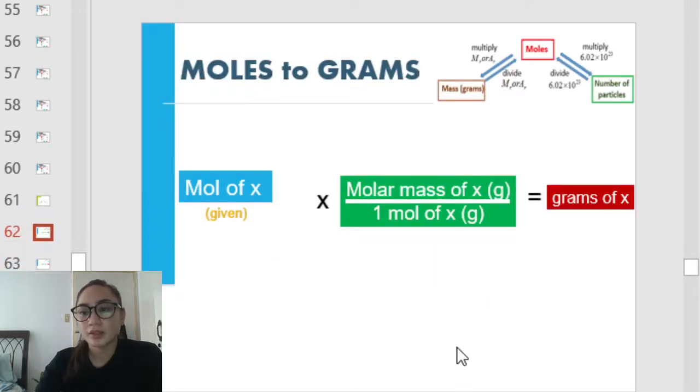So given that we have the moles of X, we have to find the molar mass of our given compound or element. Per 1 mole: the reason we have the mole down here, and why it switched, is because we need to cancel out the mole here, so that we get the grams. Sorry, there is an error here. So, cancel out the mole, and we are left with the grams here.